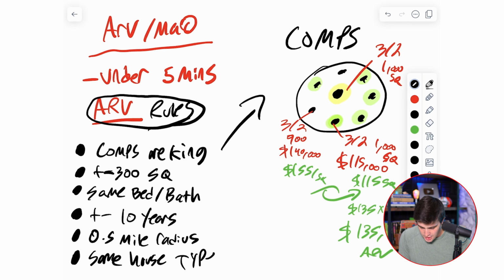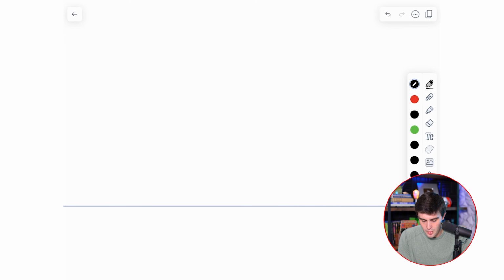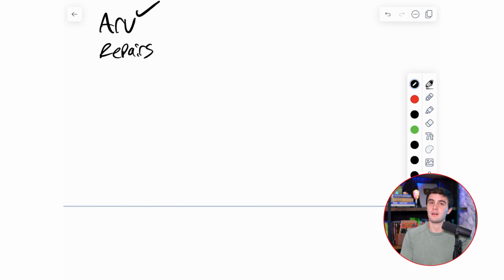And if you do this, you're going to figure out exactly what the average price per square foot is for the properties in the area, multiply that by the square feet of the property that the seller is looking to sell, and you should figure out exactly what ARV is. Now that we know what ARV is, check, we need to figure out this new thing called repairs. Now I'm gonna explain exactly what repairs are. Repairs is how much work the property needs to bring it up to the perfect price.